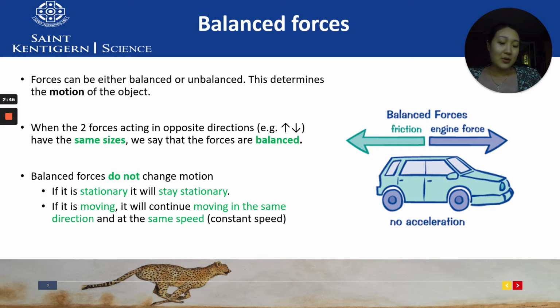In this example, we have a car. The opposite forces, friction and thrust caused by the engine, have the same length arrows and the same size forces. So we say that those two forces are balanced, and there is no change in the speed. If the car was moving, it will move at a constant speed. If the car was stationary, the car will remain stationary.